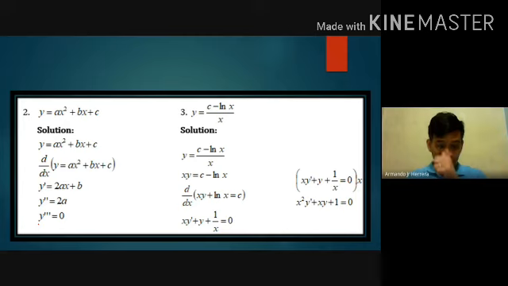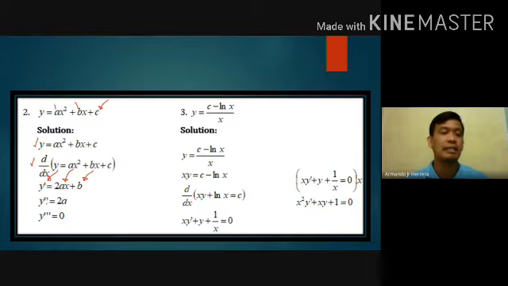For number 2, y is equal to ax squared plus bx plus c. So there are 3 arbitrary constants, a, b, and c. So since tatlo ang arbitrary constants, let us expect na dapat hanggang third derivative tayo. So for y is equal to ax squared plus bx plus c, i-take natin ang first derivative with respect to x. So derivative ni y is y prime. Derivative ni ax squared is 2ax using power formula. Derivative ni bx is b. Derivative ni c is 0.